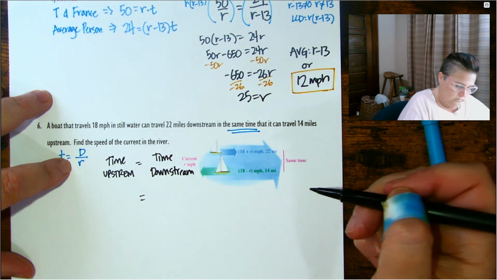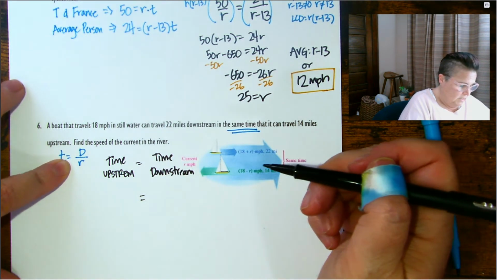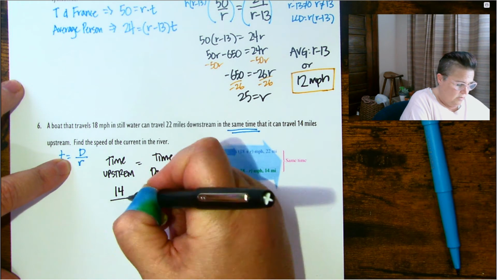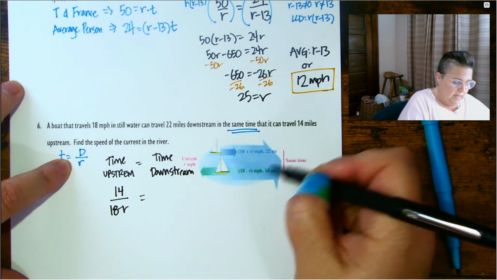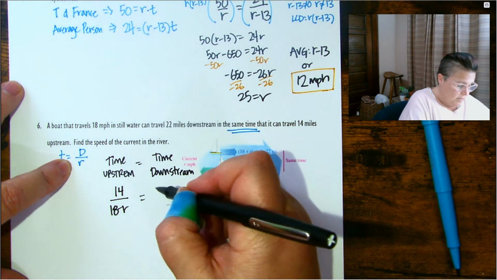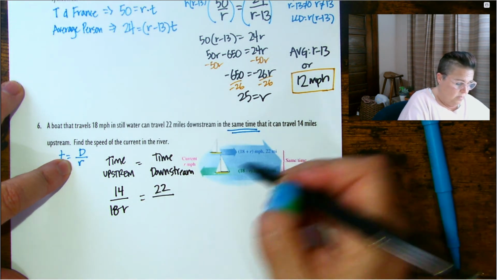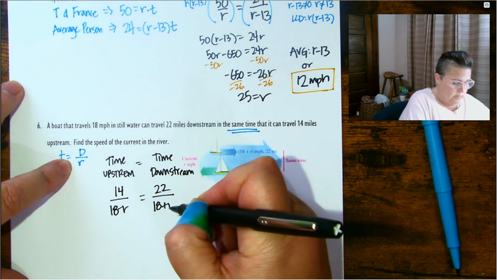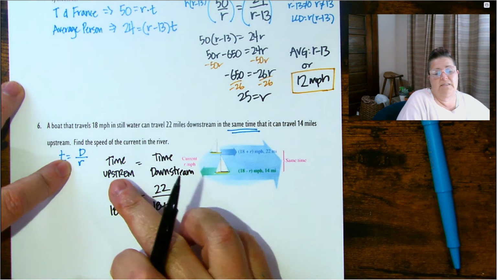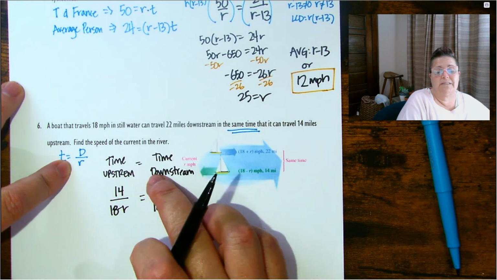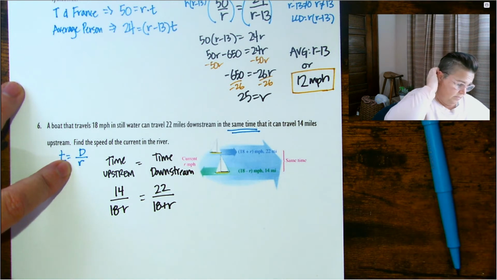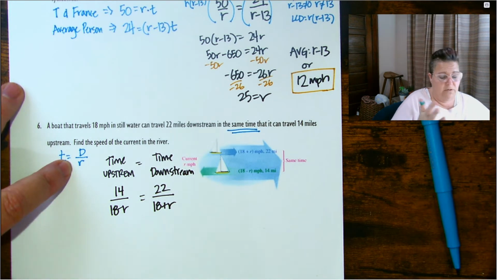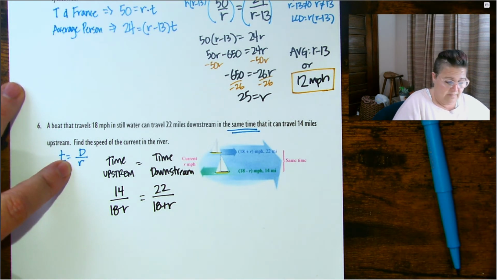So 14 upstream, the rate is 18 minus R. Downstream, they can travel 22 miles in that same amount of time, but the rate is 18 plus R. Because the time traveling upstream and downstream are the same, the distances will vary because you're going faster versus slower. If you've ever had to row a boat upstream and then downstream, you understand. It's not going to be the same.